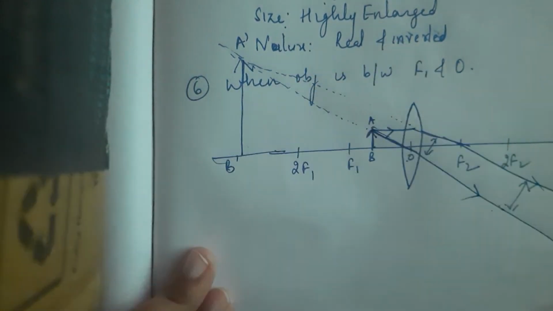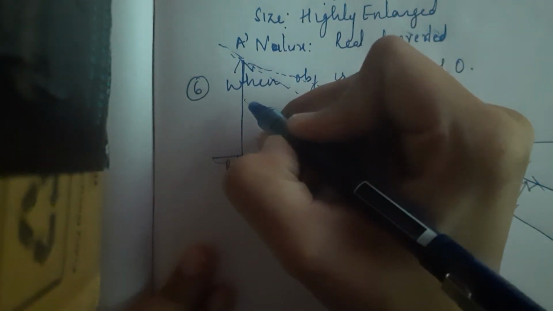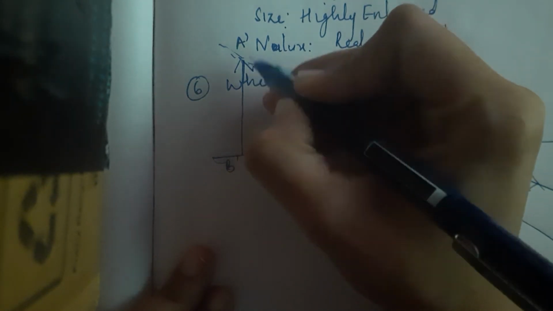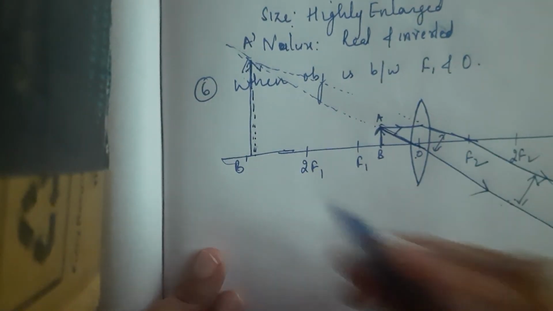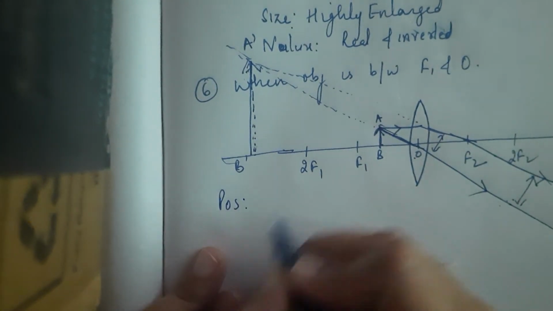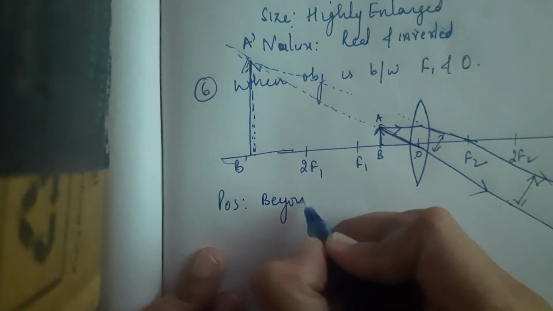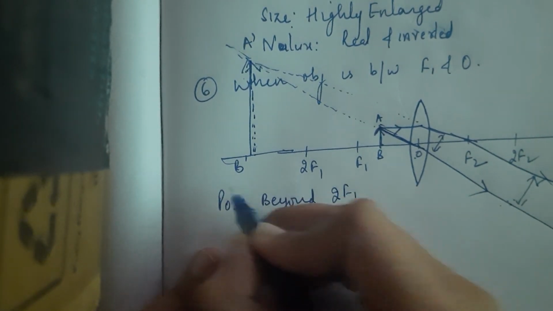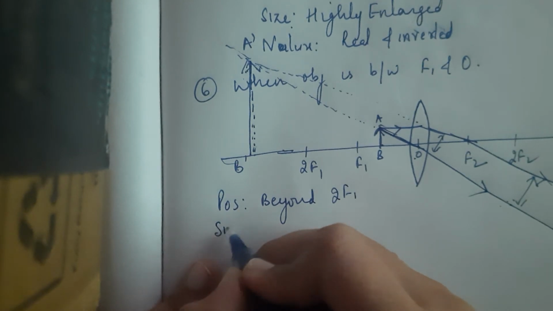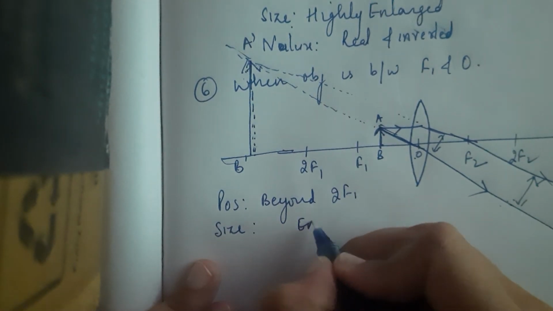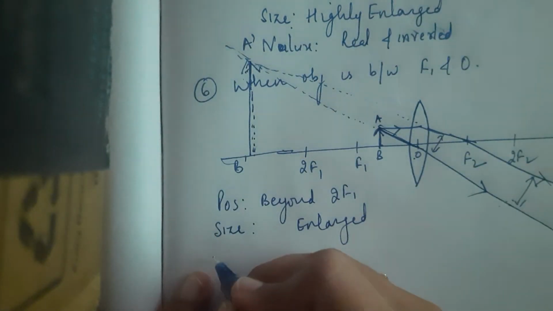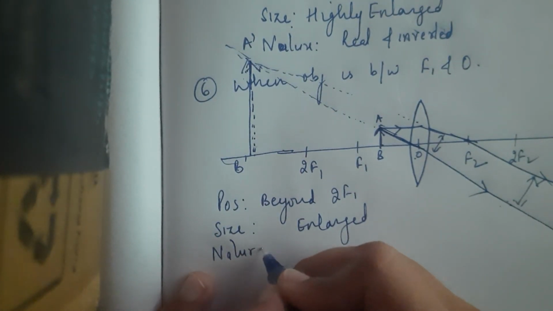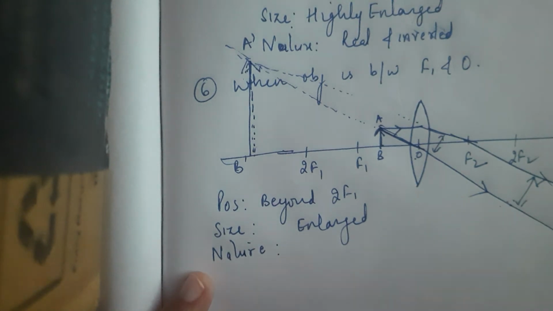So one thing was there, when you make the image, don't make a solid line, make a dotted line, okay? Because it is a virtual image, so make a dotted arrow. Position of the image beyond 2F1, 2F1 ke piche bani hai. Size enlarged, badi bani hai. Object chota hai, image badi hai. Aur nature kaisa hai? This time the nature is not real.